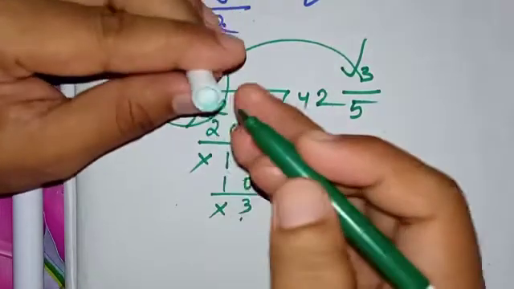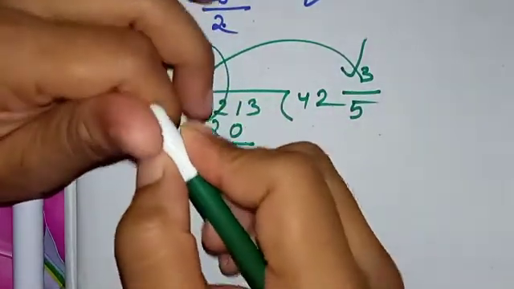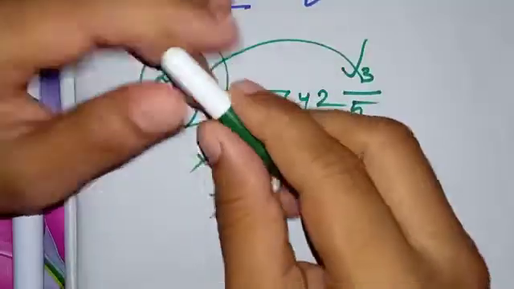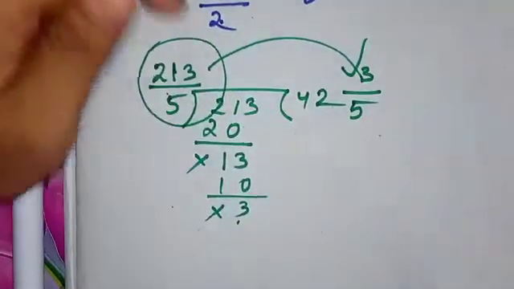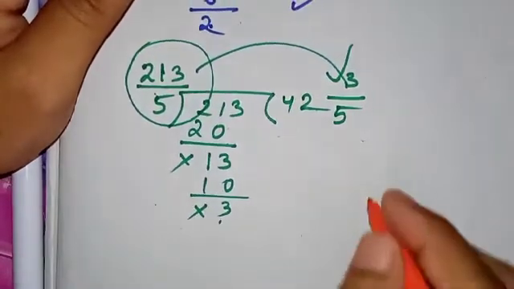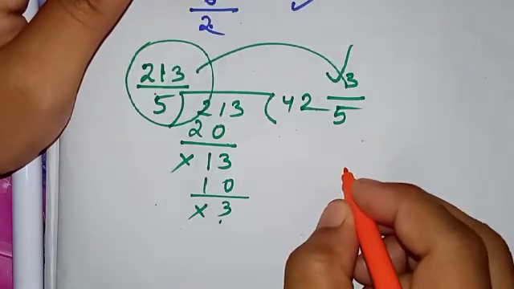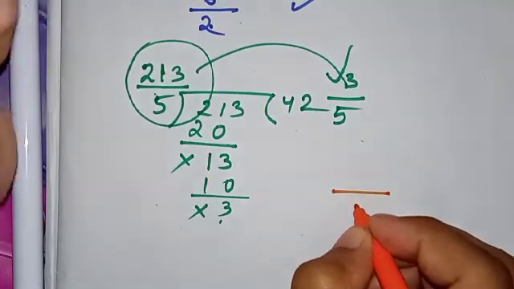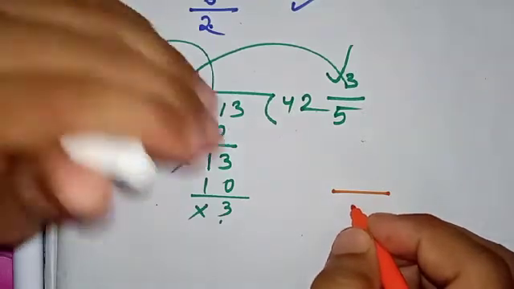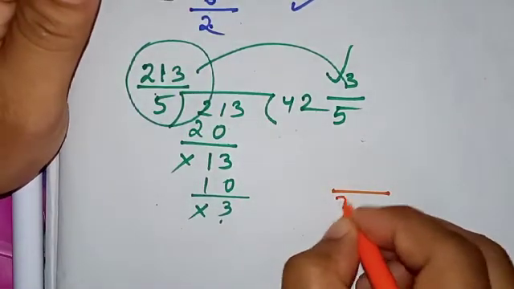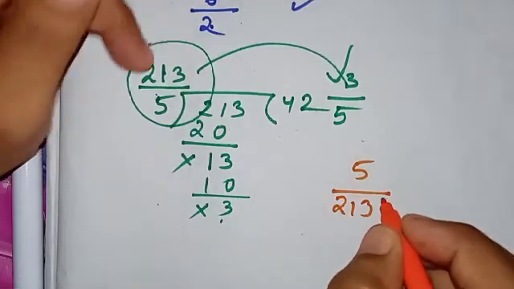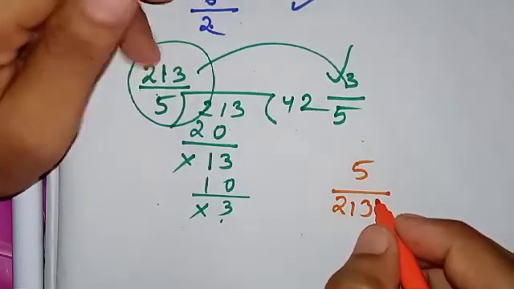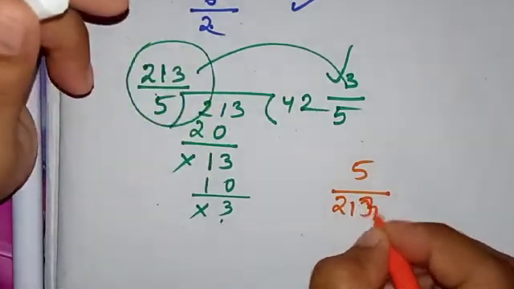Now your question, my dear student, is, sir, why can't we convert a proper fraction into a mixed fraction? Okay, let us write a proper fraction and try to solve it. Proper fraction means the denominator will be more than the numerator. So for example, 213 by 5, I'm just reciprocating it. So I'm writing 5 in the numerator and 213 in the denominator, and it will become a proper fraction.